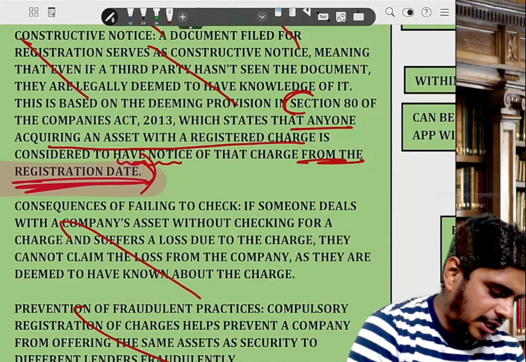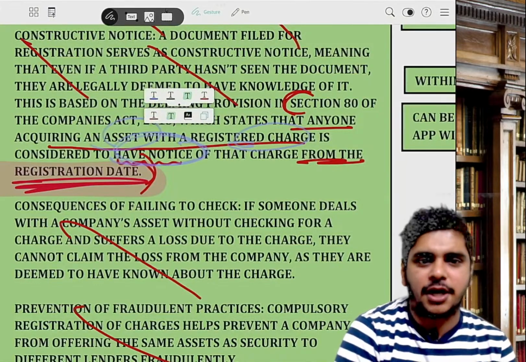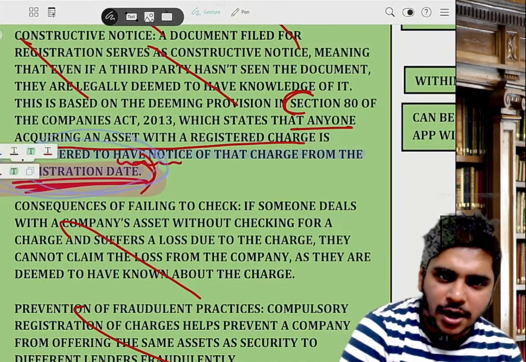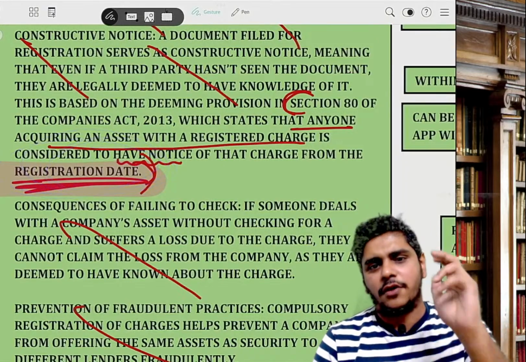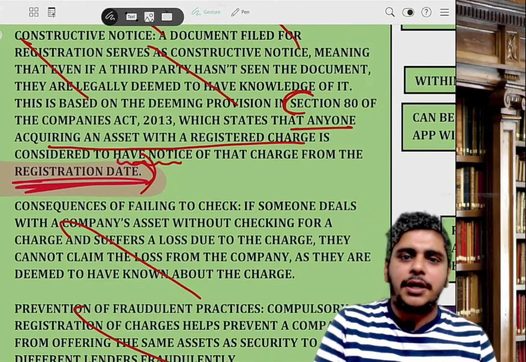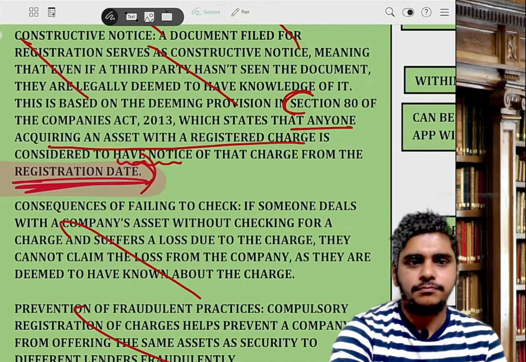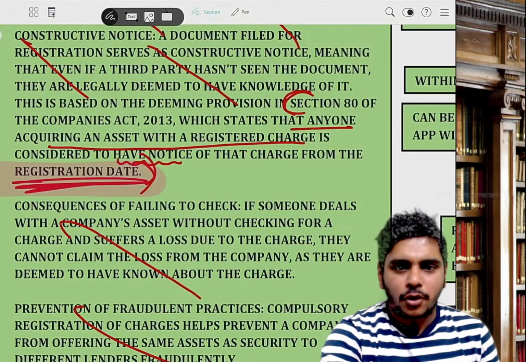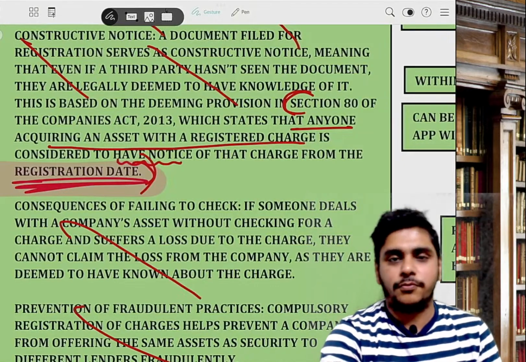Anyone acquiring an asset with a registered charge is considered to have notice of that charge. From which date? From the date of registration. Just remember, from the date of registration. Understood? From the date of registration.